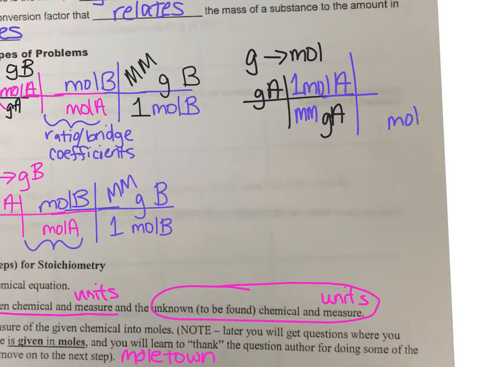Words come down to the right. And we are going to cross the bridge and stop there. And that's the mole bridge, because we're ending with moles of what we want.